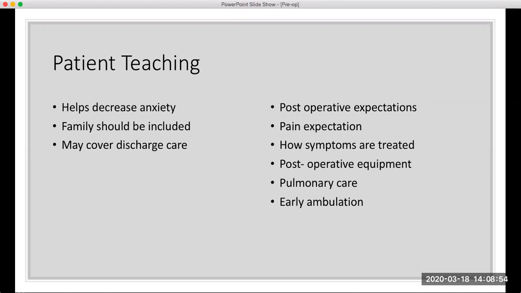Oftentimes, especially if it's an abdominal surgery or some kind of GI surgery, they may not be able to have anything to eat or drink yet for a period of time. And then once there's a return of bowel sounds, maybe some evidence of passing gas, and they're not feeling nauseated anymore, then maybe we can start to introduce some things. But we advance that diet slowly, maybe start with clear liquids, and then full liquids, and then a soft diet, and kind of amp it up a little bit.